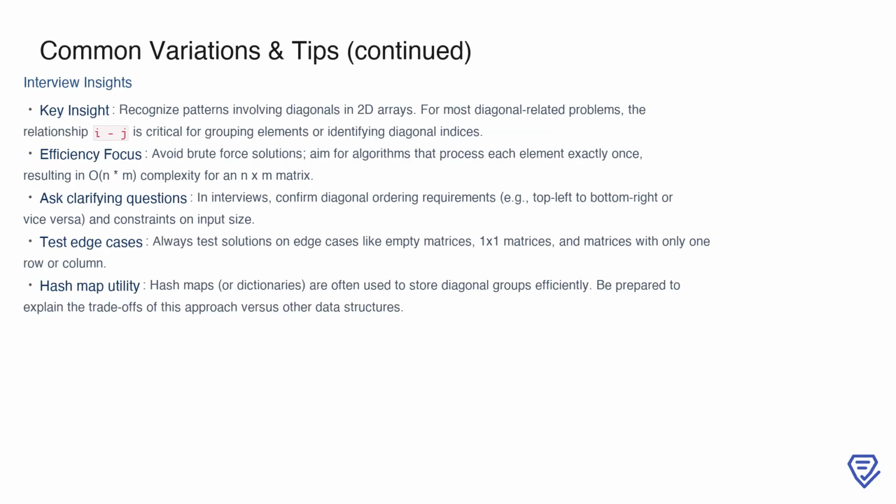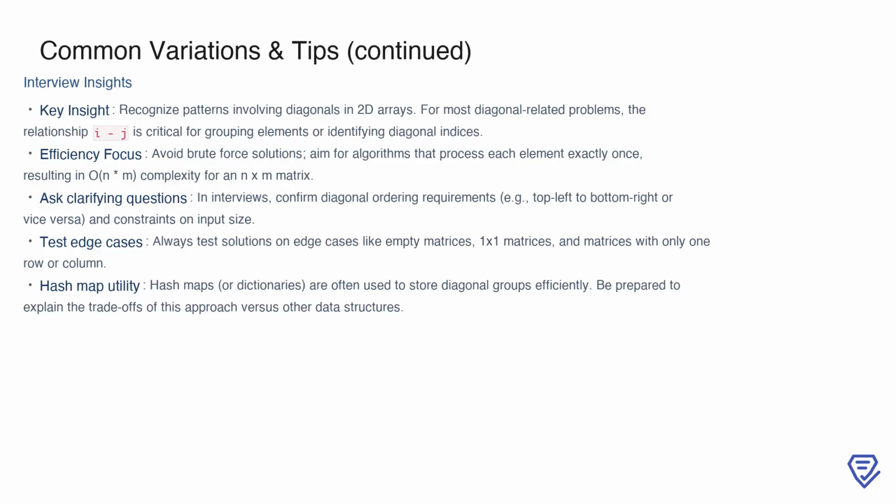To excel in interviews, it's essential to recognize patterns involving diagonals in 2D arrays. The relationship i + j is often the key to grouping elements correctly or identifying diagonal indices. Efficient solutions should aim to process each element only once, achieving an optimal time complexity of O(n*m) for an n x m matrix. It's also a good idea to ask clarifying questions during interviews, such as confirming the required diagonal ordering or understanding constraints on the input size.